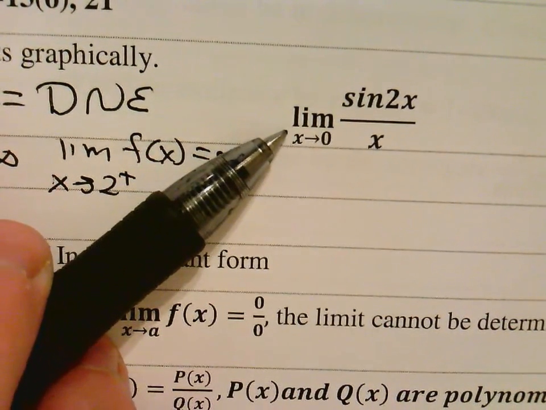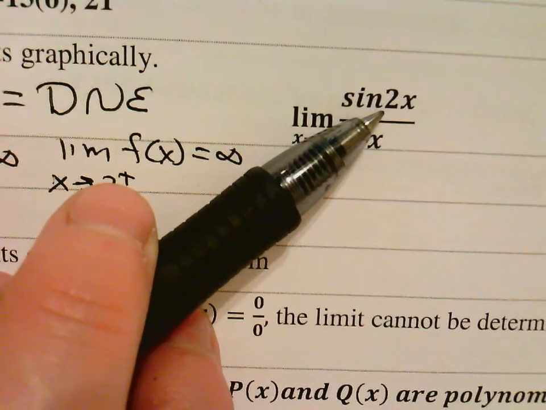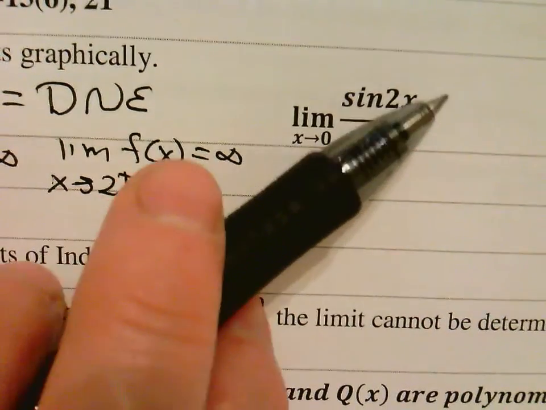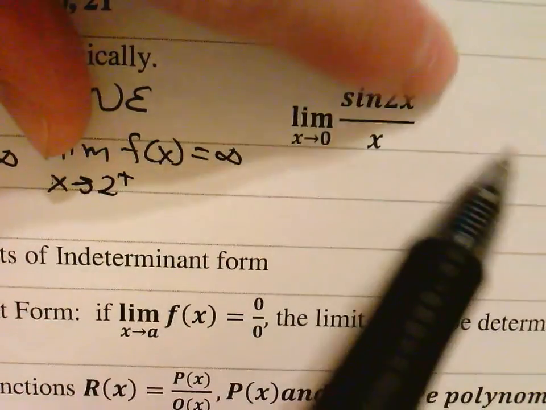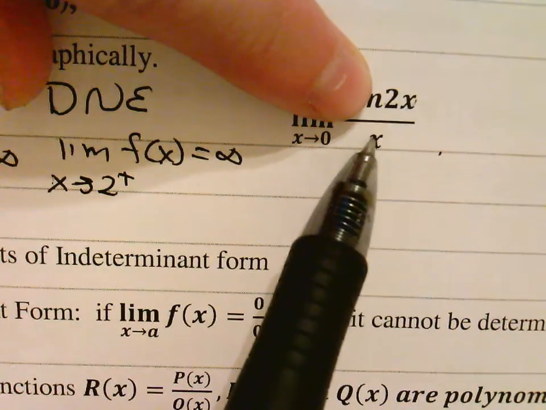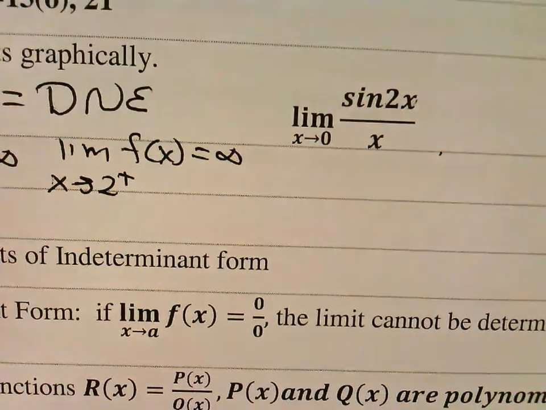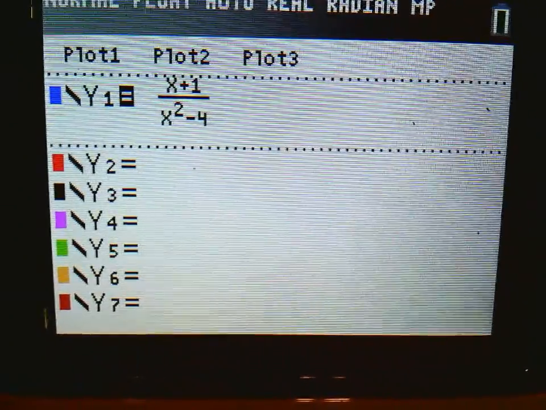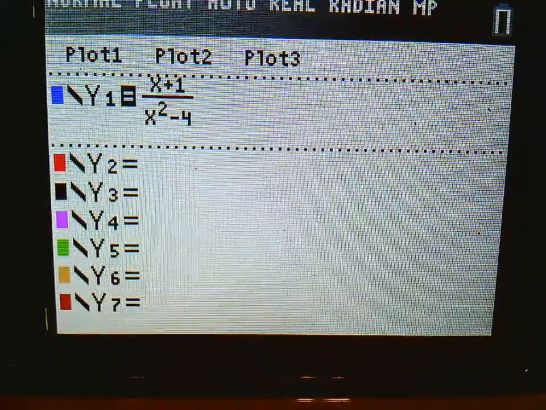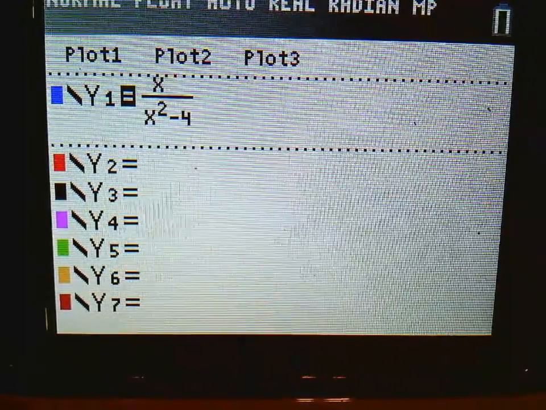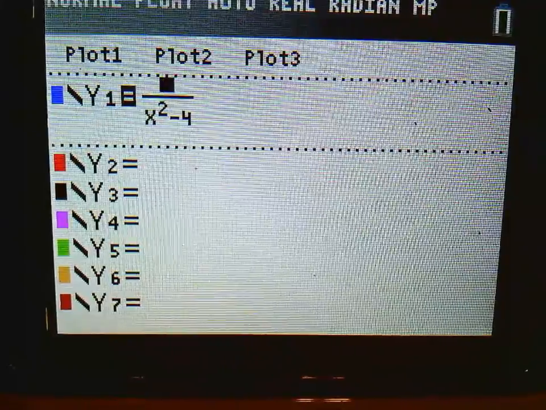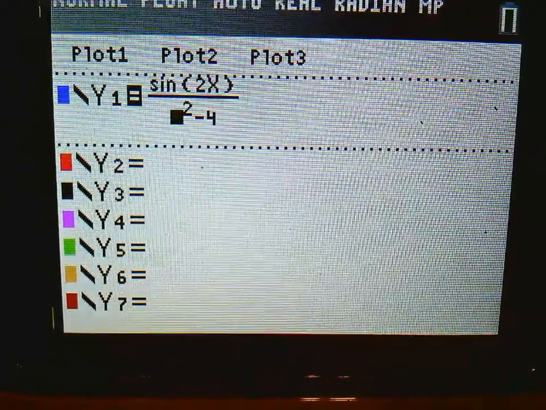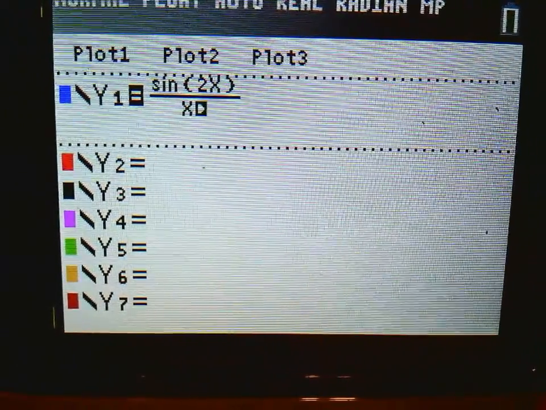If I put in 0 here, yes, sine of 0 is going to be 0, and of course that's going to be 0. Okay, but algebraically speaking, it's kind of cool because all you have to do is just ignore the fact that there's a sine there and just cross off those x's, and your limit is going to be 2. So let me show you how that's going to happen. So y equals sine of 2x over x.